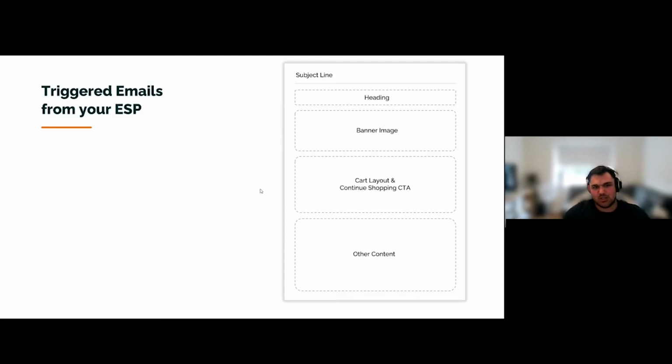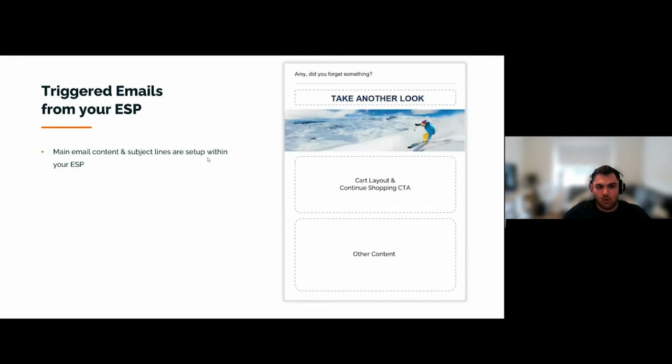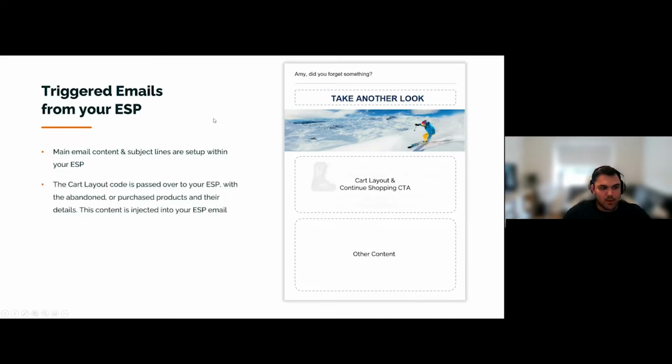This slide is just to show the building out of an email and how it all works. First of all, the main email content and subject lines are all set up within your ESP. You can see the subject line at the top, and we've got this banner that's also within this email. We then pass over this cart layout code to your ESP with the abandoned or purchased products and the details. As you can see here, there is this boot that's been injected into that email through the cart layout.